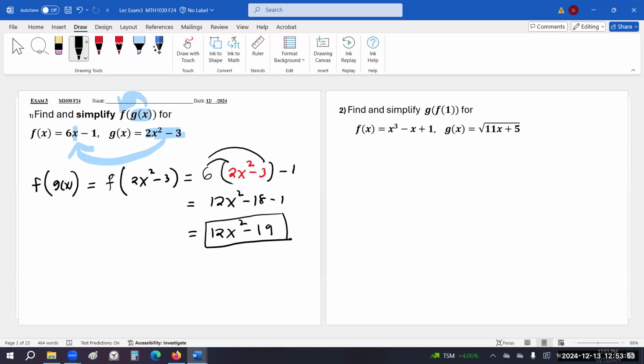Okay, so composite, one of them. You'll see. The next one, either you do the exact same thing and substitute x with 1, or just simply find the inner function. What is f of 1? And put that inside the g function.